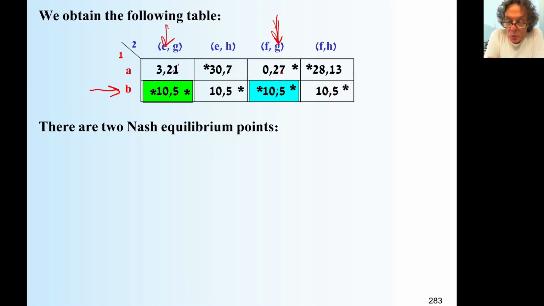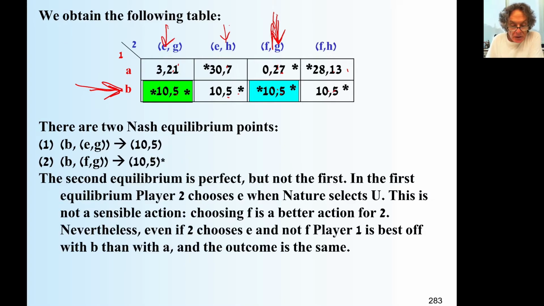It is dominated by what? By F and G. Also note this one is dominated: 7 and 5 is less than 27 and 5. Equal here, but smaller here. And also this one is dominated: 13 is smaller than 27, 5 is like 5. FG weakly dominates all other three strategies. So it is clear that she has to play FG and he has to play B. The second equilibrium is perfect, but not the first.